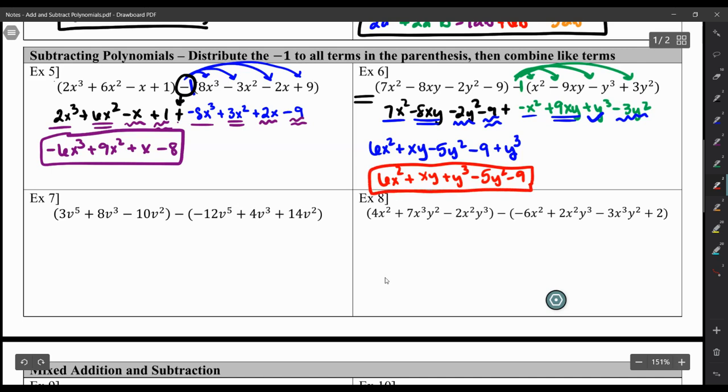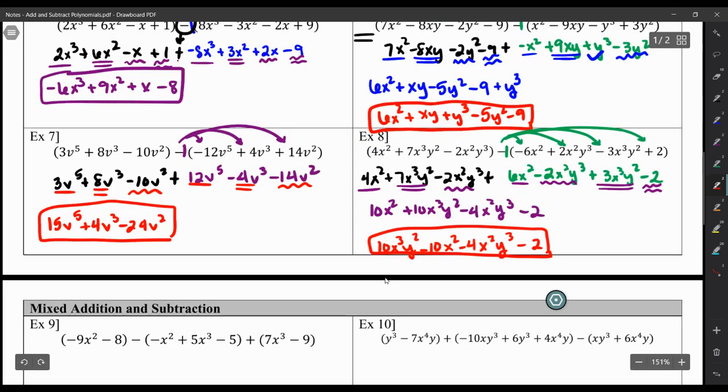Pause the video, try to do the subtraction for example 7 and 8. And here you should have had, for example, 7 and 8.